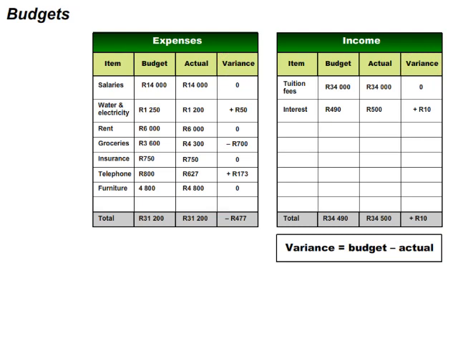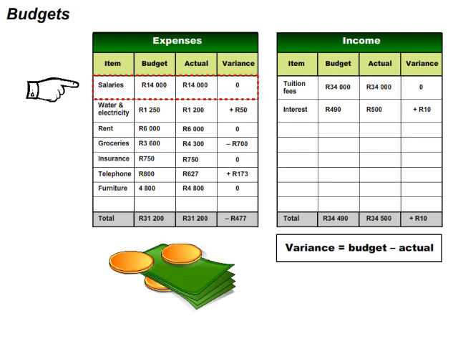When budgeting, you should always try to budget for more than what is actually spent. This way, you should always have money left over after all expenses are paid. Look at the salaries row. The difference between the budget value and the actual value is 0. So, the variance is 0.